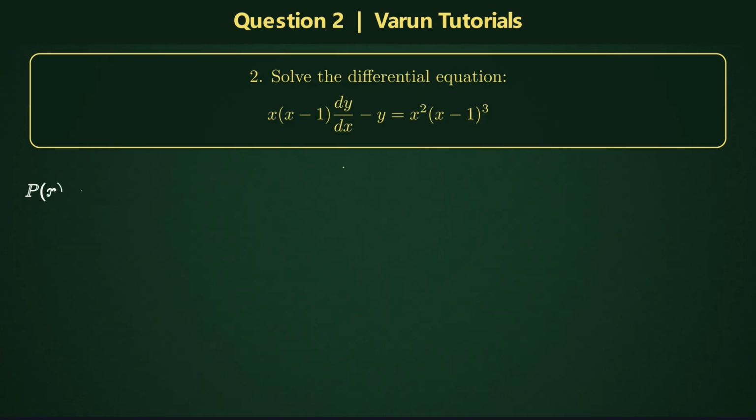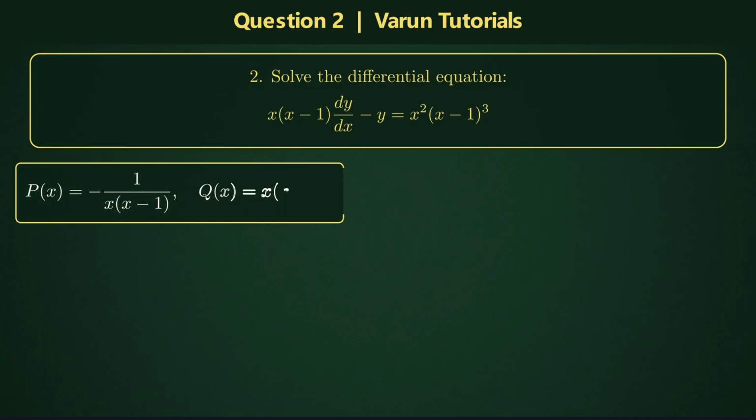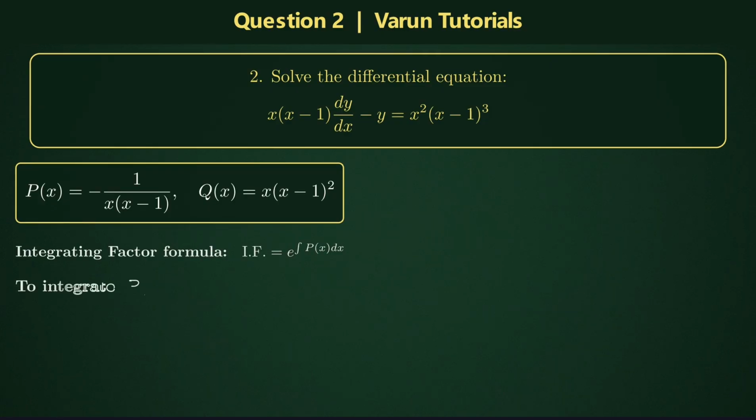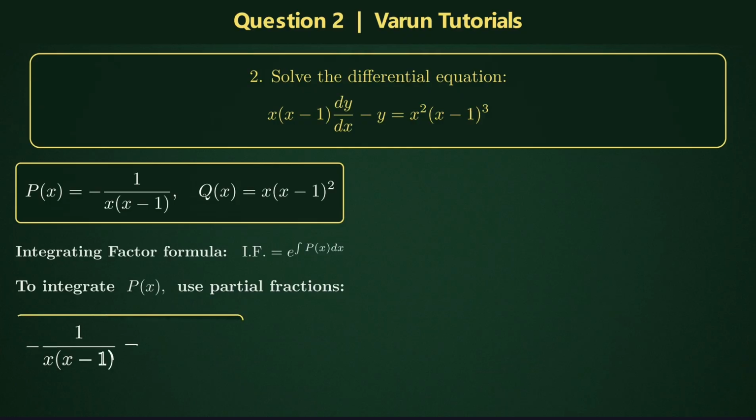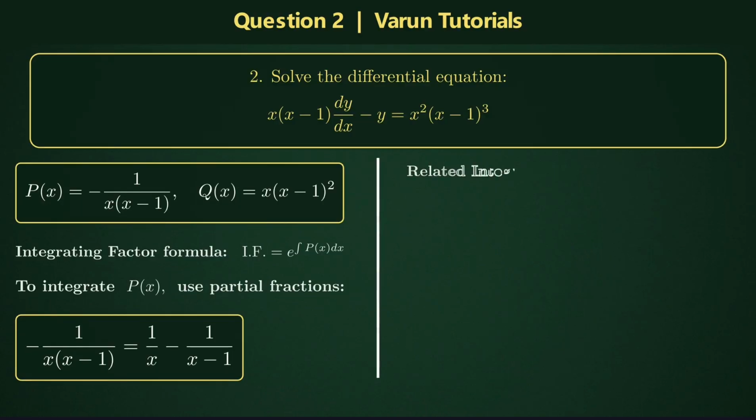P of x is minus 1 over x times the quantity x minus 1, and q of x is x times the quantity x minus 1 squared. The formula for the integrating factor, or IF, is e raised to the power of the integral of p of x, dx. To integrate p of x, we split the fraction using partial fractions. We find that minus 1 over x times x minus 1 decomposes into 1 over x, minus 1 over x minus 1.